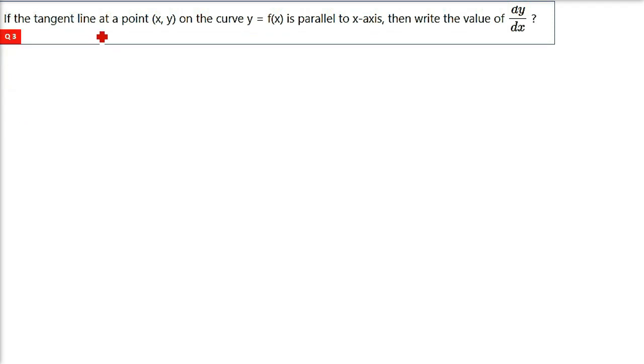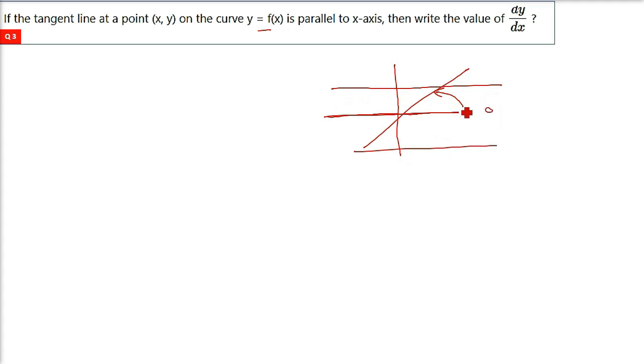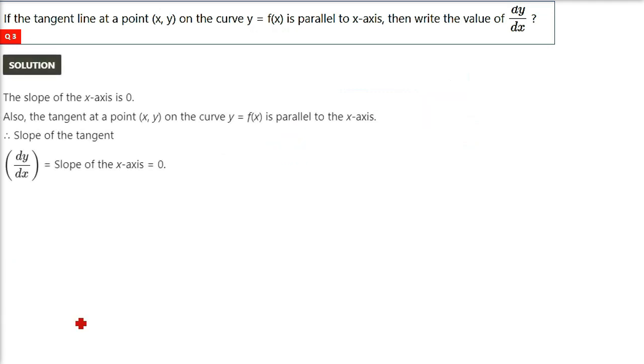If the tangent line at a point P, x, y on the curve is parallel to x-axis, then write the value of dy by dx. In the first question we have already discussed. See, if we want to find the angle of this line or slope, we take it anti-clockwise from the positive x-axis. If a line is parallel to x-axis, that means it is almost equal to the x-axis. So the angle with x-axis is 0. That is why dy by dx is 0. This is the whole content you have to put on paper.